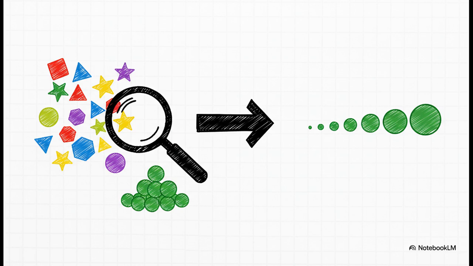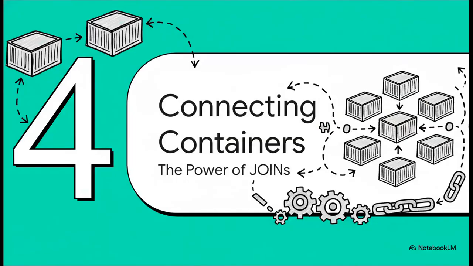You use where to filter down to just the items you want, like where major equals IT. And once you have your results, you can use order by to sort them however you like, maybe alphabetically by last name.